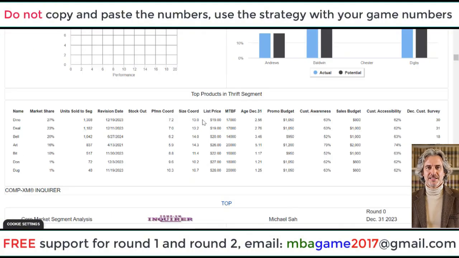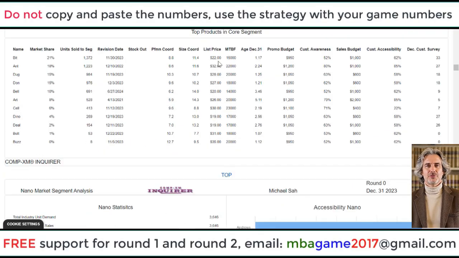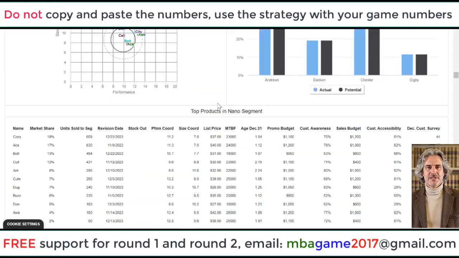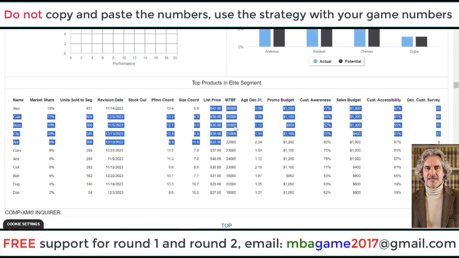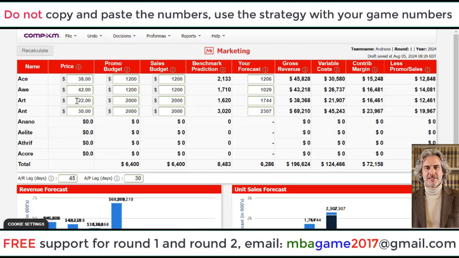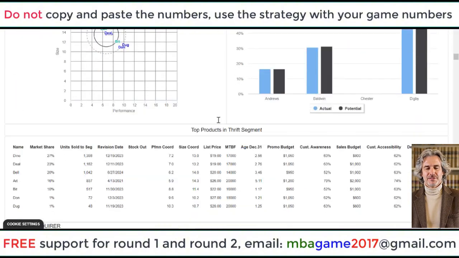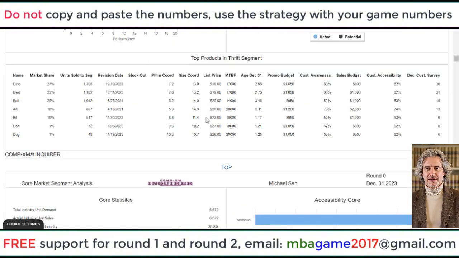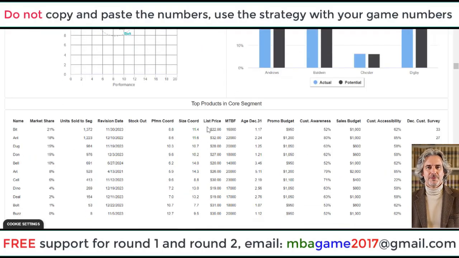Tip 6. Adjust promotion and sales budget strategically in Round 1. I recommend $2,000 for promotion and $2,000 for sales in trip and core segments, which have larger market share. For smaller segments like nano and elite, you may reduce to $1,500 or $1,000. Check the market share distribution. Core and trip often account for over 60% of the market. Nano and elite are smaller, more niche segments, so allocate more budget where the buyers are.